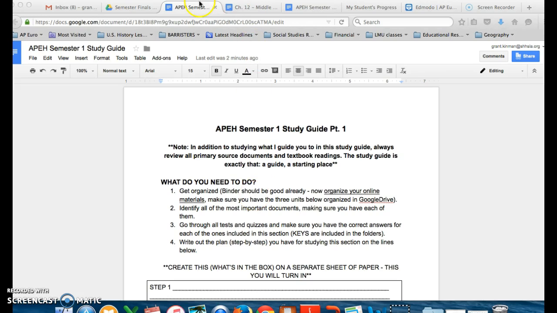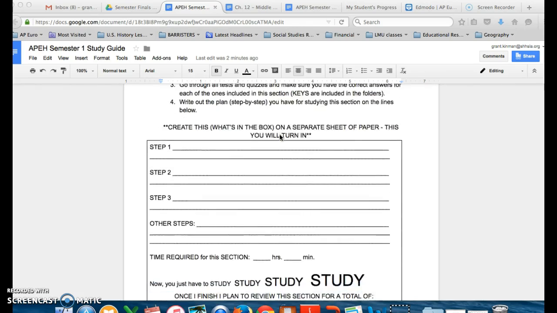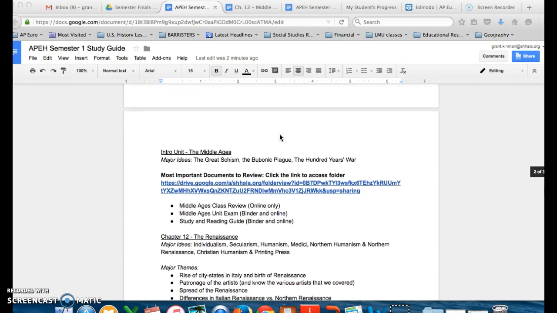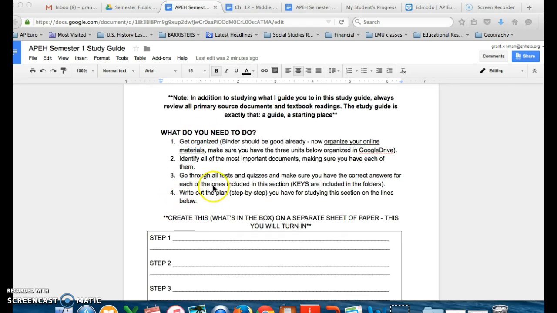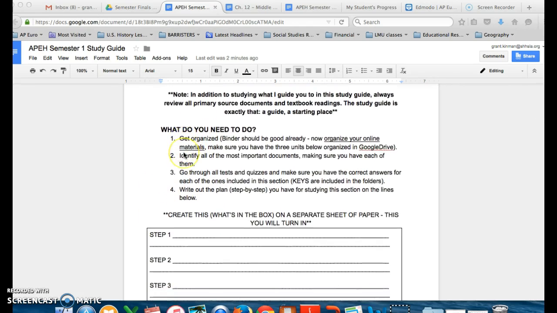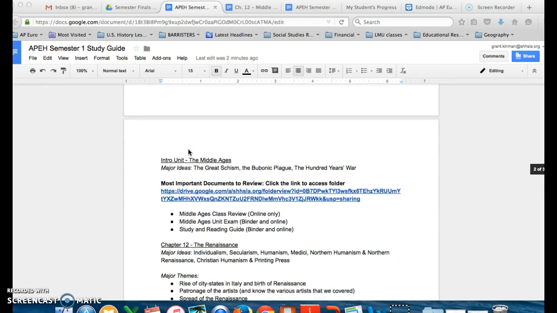What I want to do now is take you through the first part of your study guide and show you how to work through this study guide. So this part here is just some general guidelines for you. Don't worry about this. I'm going to walk you through what I want you to do.